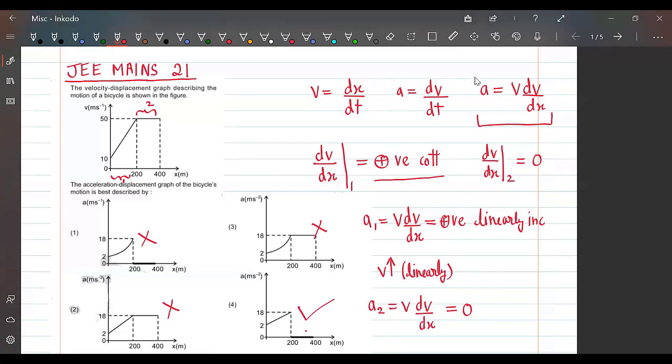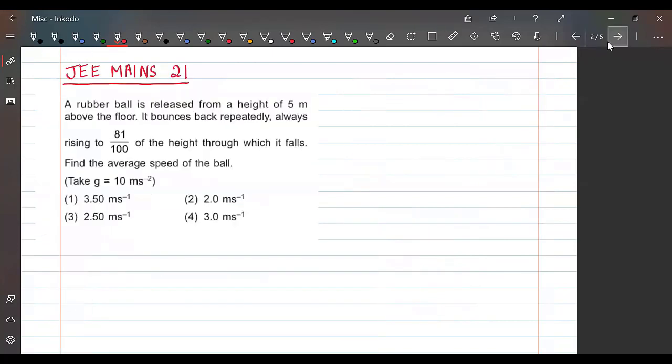So this relation, a is equal to v dv by dx, will help us figure out how the acceleration versus x graph will look. I don't need to actually calculate the values, as this can be figured out without actual calculation, just by analyzing the graphs in a mathematical way. Going to the next question.